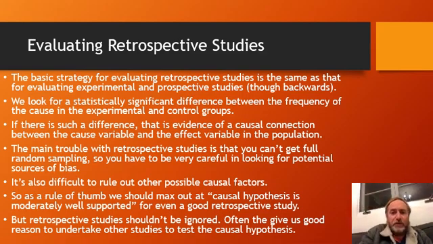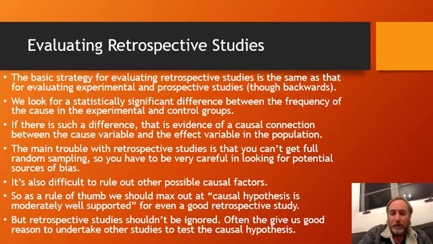The basic strategy is basically the same as evaluating experimental and prospective studies, except the whole design is reversed. So we're looking for a statistically significant difference between the frequency of the cause in the experimental and control group, as opposed to the effect. If there is a difference there, then that's evidence of a causal connection between the cause variable and the effect variable in the population. Now, the main trouble you have to look out for in retrospective studies, you just can't get random sampling. So you have to take a lot of time looking for potential sources of bias. It's also pretty difficult to rule out alternative causal factors.